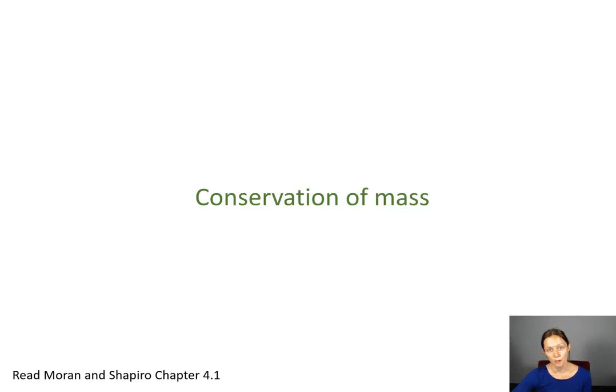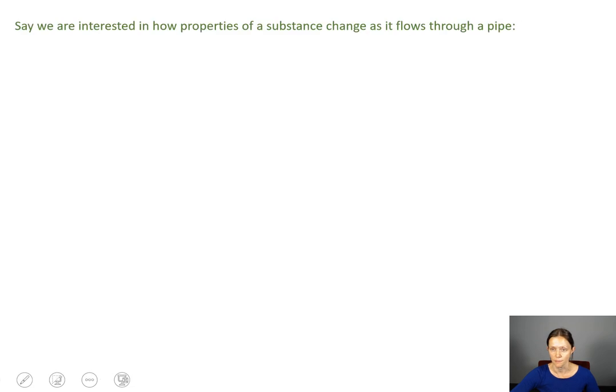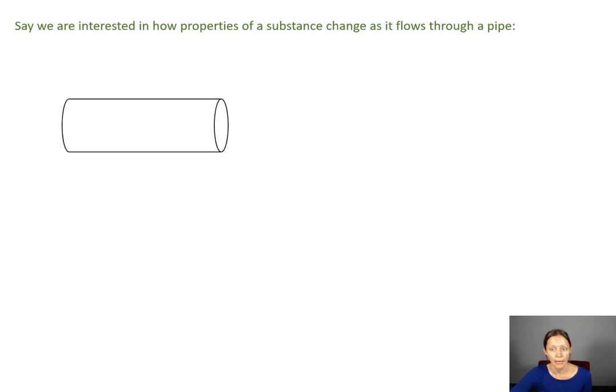In this segment, we're going to talk about the conservation of mass, which is used when we talk about open systems. So say you're interested in how the properties of a substance change as it flows through a pipe. So here's my pipe, and I've got stuff coming in, and I've got stuff going out. And I want to know, let's say, how the pressure and the temperature change from one location in that pipe to another location in that pipe.